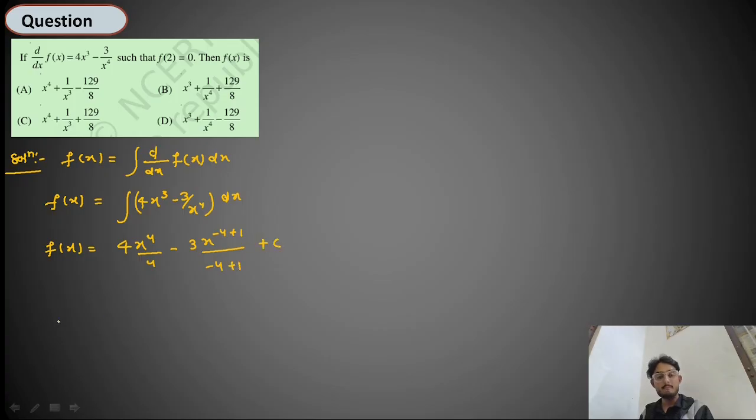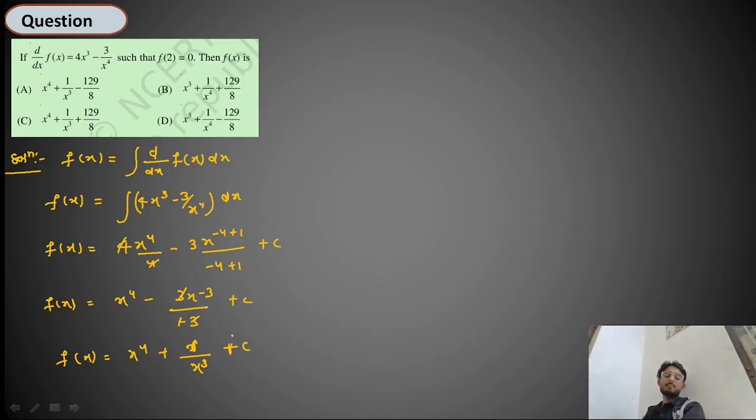plus c. So f(x) equal to, here 4 will be cancelled out, x raised to power 4, minus 3 x raised to power minus 3 upon minus 3. Here minus will be cancelled out and you will get plus. So f(x) equal to x raised to power 4 plus, here 3 will be cancelled out, x raised to power minus 3. So when you transfer it, you will get 1 upon x cube plus c.